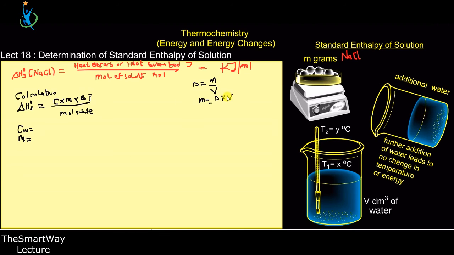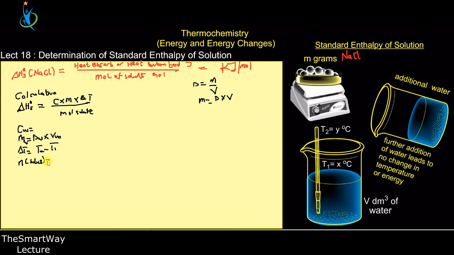Now quickly, if I want to do calculations, I am going to use the density of water times the volume of water. That will be the mass of my water. And then the change in temperature is T2 minus T1. And then we also need to calculate the mole of the solute. The mole of the solute.